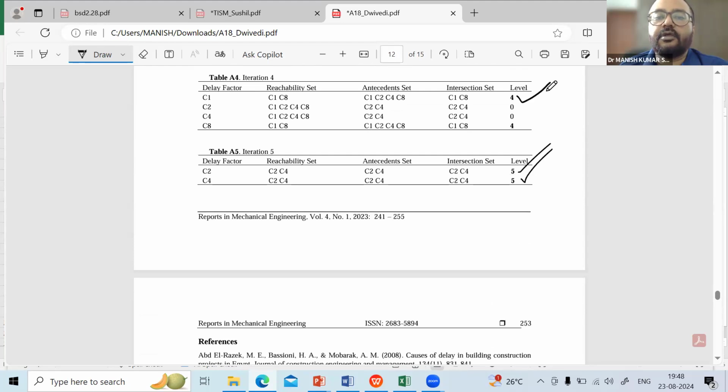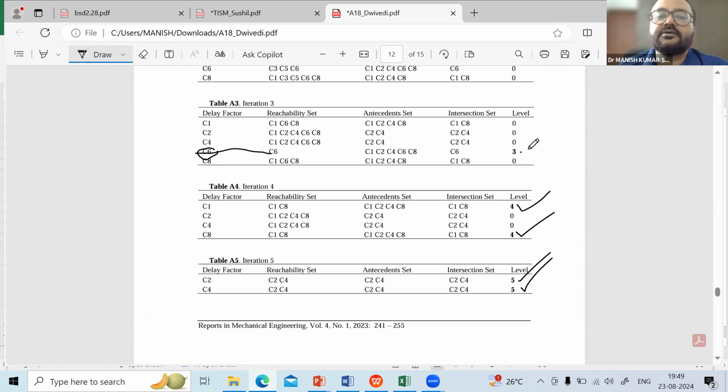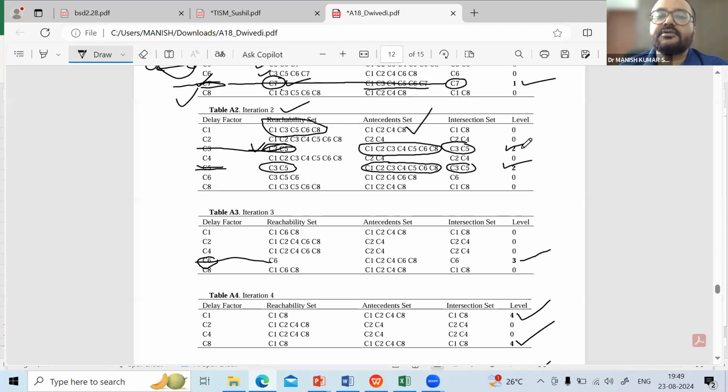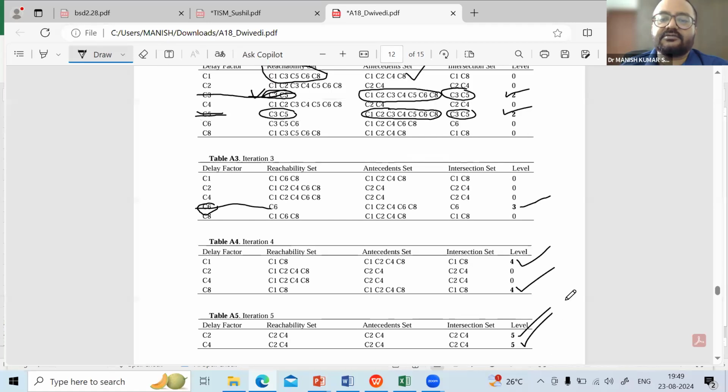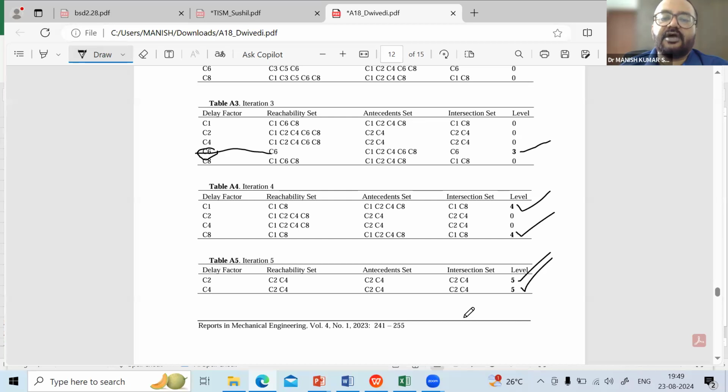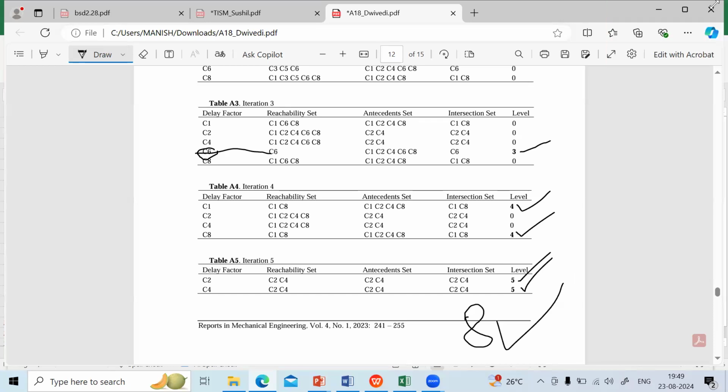So this is how much? 1, 2, 3, 4, 5, 6, 7, 8. So 8. How many variables do we have? 8 factors, no? Done. Yes, sir, I have understood.